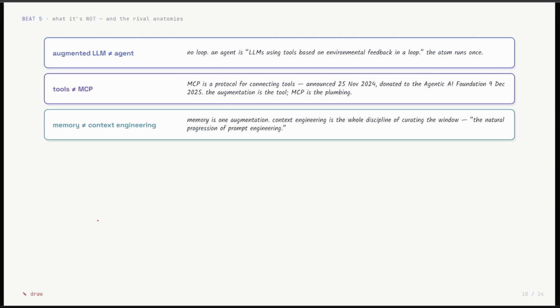Second, tools are not MCP. MCP is a protocol for connecting tools. It was announced in November 2024 and donated to the Agentic AI Foundation in December 2025. So the augmentation is the tool. MCP is the plumbing around to make the connection between the different tools. Third, memory is not context engineering. Memory is one augmentation. Context engineering is the whole discipline of curating the window. Anthropic basically calls it the natural progression of prompt engineering.